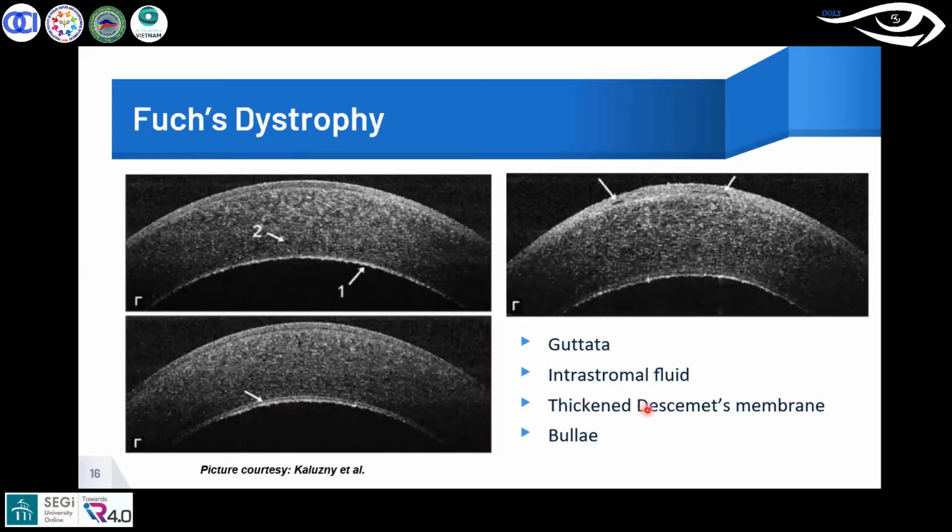And you also have bullae. In fact, when there is bullous keratopathy associated with the dystrophy, you might end up seeing many epithelial bullae along with the other signs that you would be seeing in a cornea. So you can also see the bullae which is present between the epithelium and the Bowman's membrane.